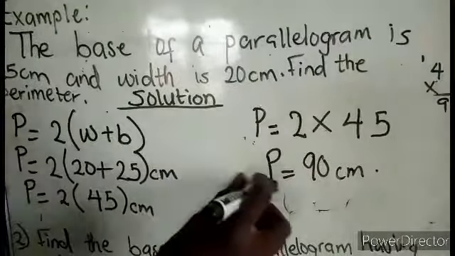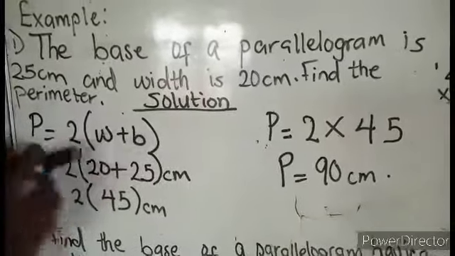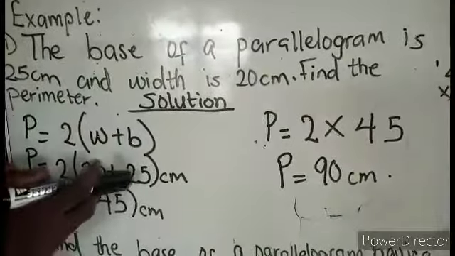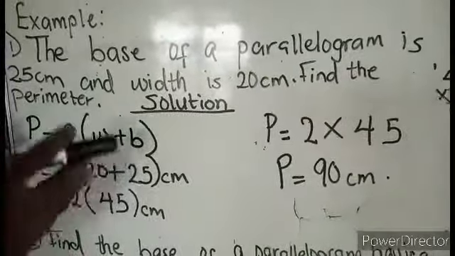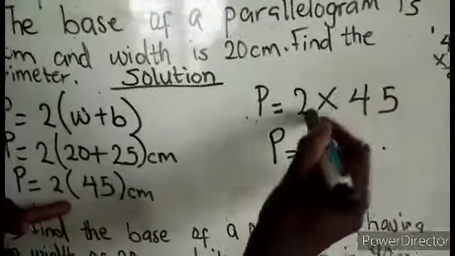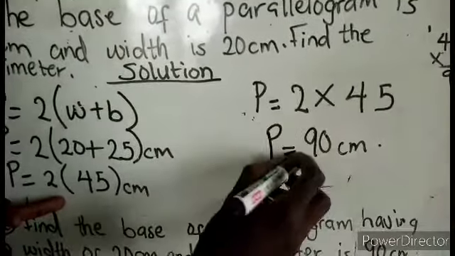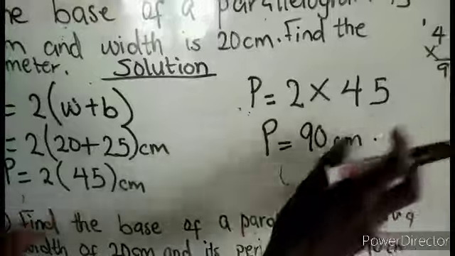Again, let's go through it again. 2 in brackets W plus B is our formula. Then interpret the question and the values given into the formula. So we have 2 in brackets, W is 20, plus our base, which is 25. So do the one in the bracket first. 20 plus 25 equals 45. The bracket means times. So we have P equals 2 times 45. So our final answer will be 90 centimeters.